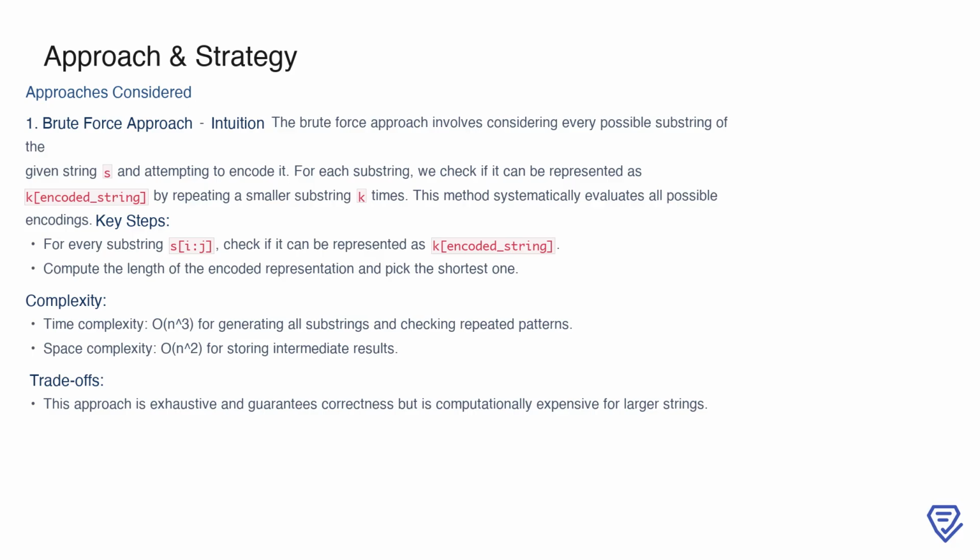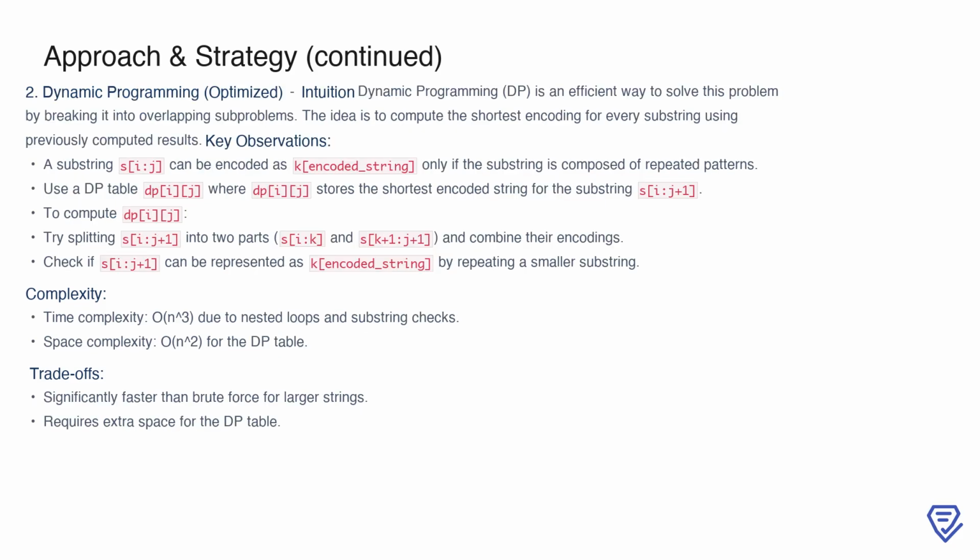To solve the problem of encoding a string with the shortest length, we need to think about how to represent repeating patterns efficiently. The goal is to use a format like k[encoded_string], where encoded_string is a substring repeated k times, and the overall length of the encoded string is minimized.